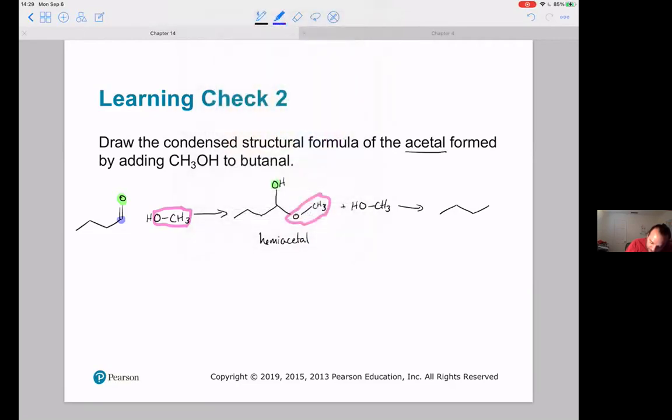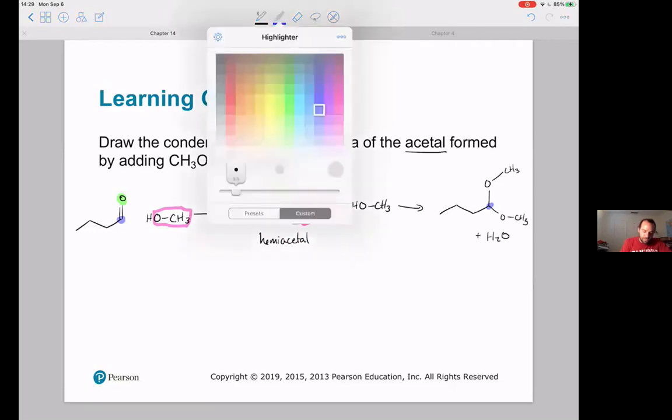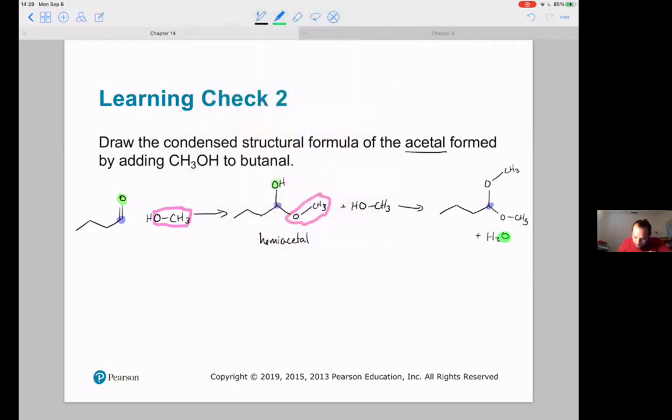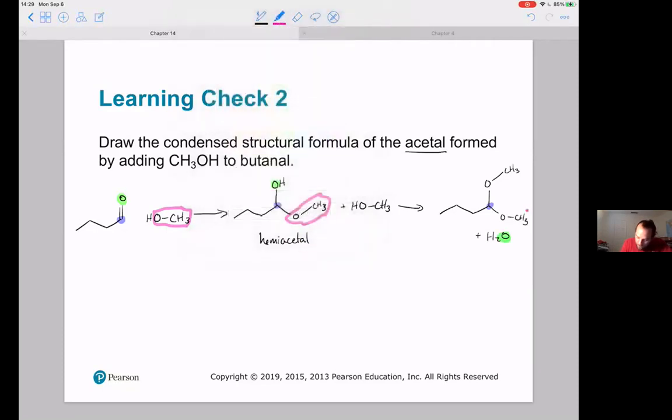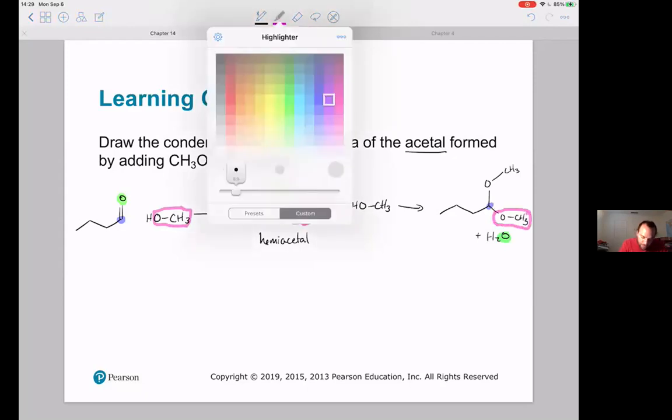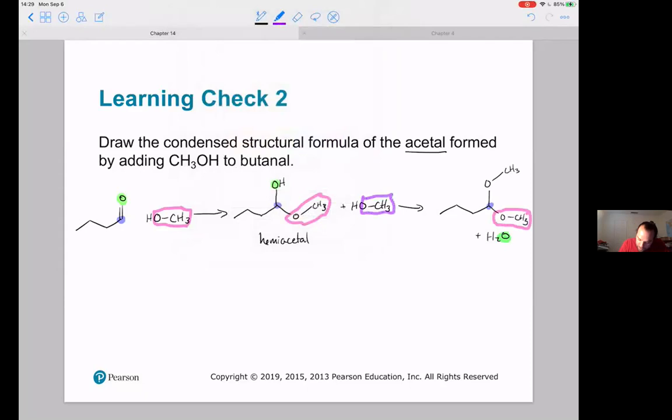Again, I'm identifying that carbonyl carbon. This is the one that's going to have all those new oxygen bonds. So here would be one alkoxy group. Here would be another. And then I can be really good and make sure to include the fact that water is going to be a product as well. This was the first alkoxy group we added on. And here was the second alkoxy group we added on.